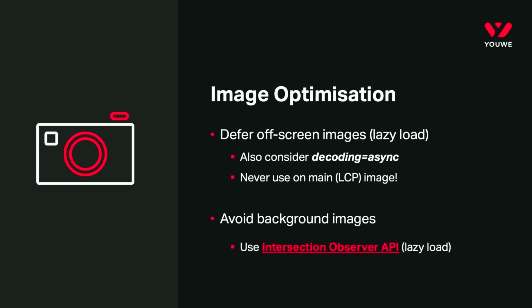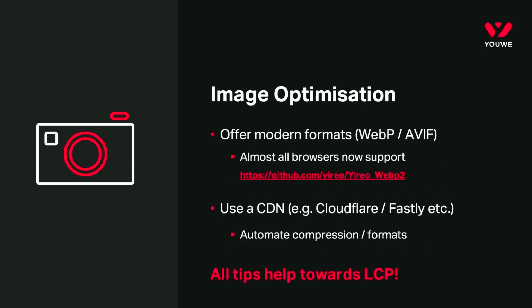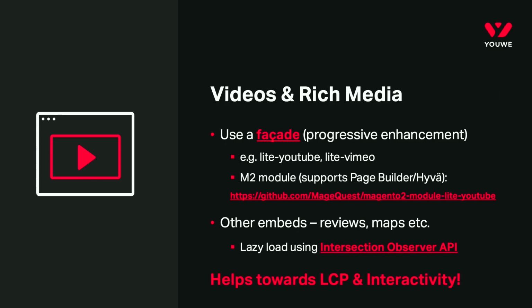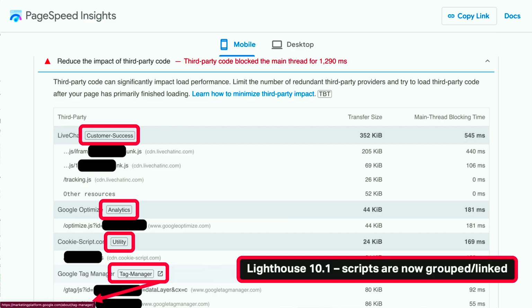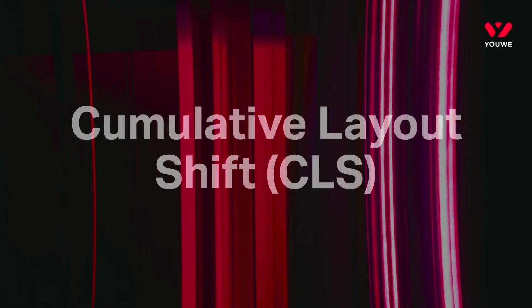Right, this is a reference guide. Definitely don't have time to go through this, but take it away. Hopefully it should be obvious stuff. Lazy load images, properly size them, use the right formats, use a CDN, use facades for videos. Scripts we've been through. Query parameters is a good one. Make sure that these don't break your cache. Make sure they're bypassed in things like Varnish, so you get cached pages.